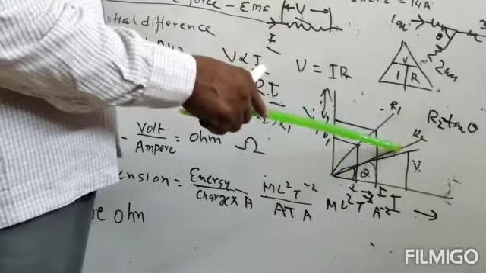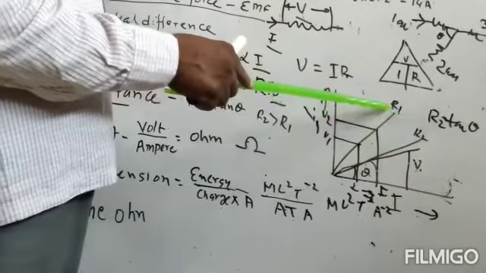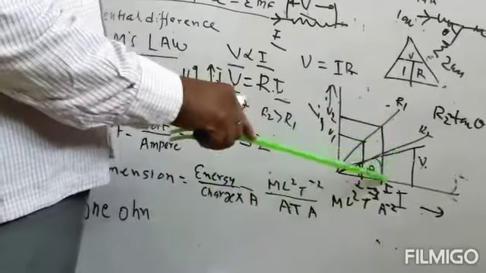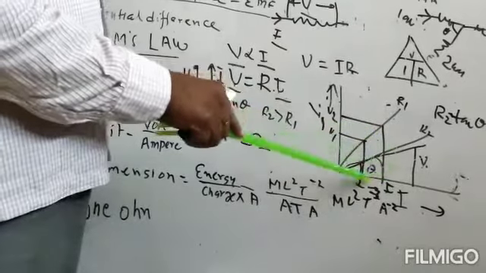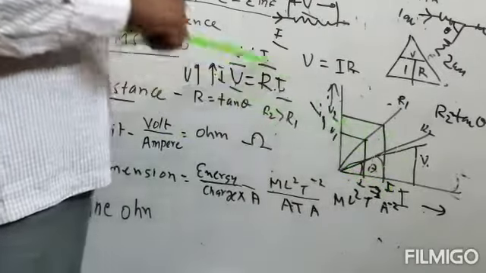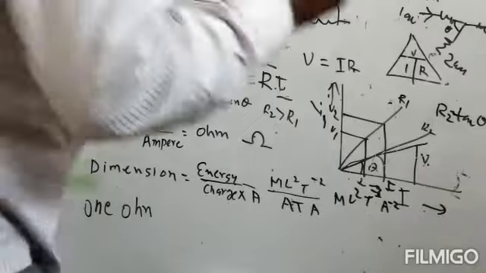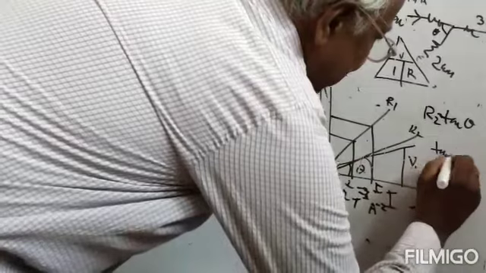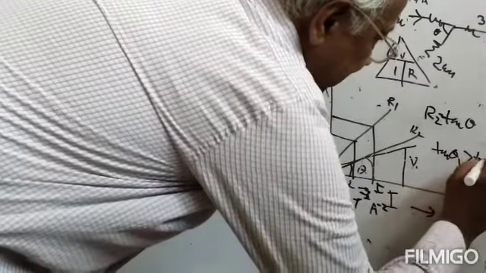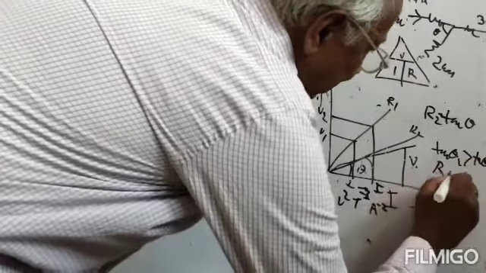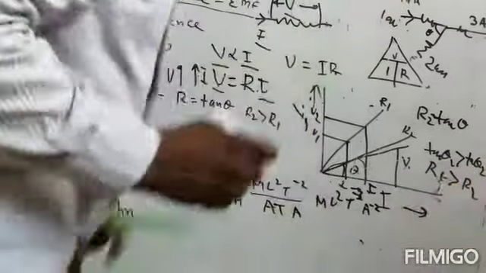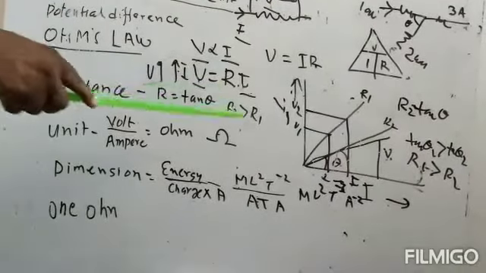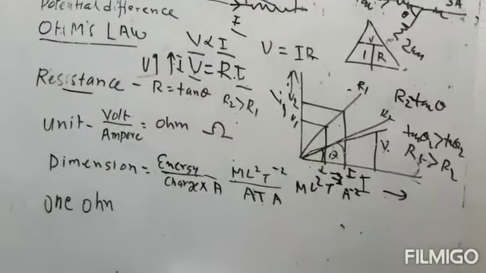Now this is for the R2 resistance, this is for the R1 resistance. Now whose resistance will be more? This angle is theta 1, this angle is theta 2. Theta 2 is more than theta 1, so tan theta 2 is more than tan theta 1. Therefore, R1 will be less than R2. If the slope of the curve is more, then its resistance will be more.